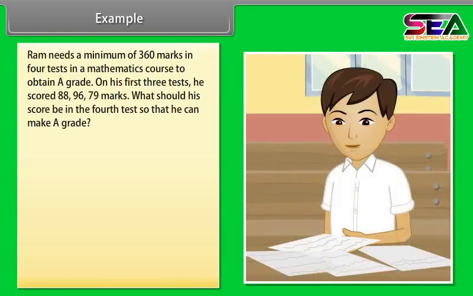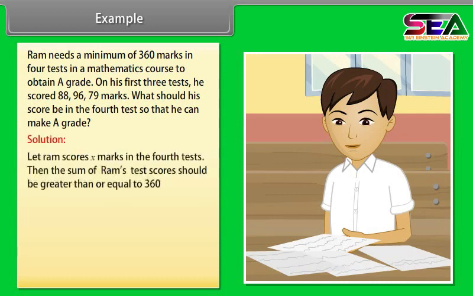Example: Ram needs a minimum of 360 marks in 4 tests in a mathematics course to obtain A grade. On his first 3 tests, he scored 88, 96, 79 marks. What should his score be in the 4th test so that he can make A grade? Solution: let Ram score x marks in the 4th test. Then the sum of Ram's test scores should be greater than or equal to 360. That is, 88 plus 96 plus 79 plus x greater than or equal to 360.